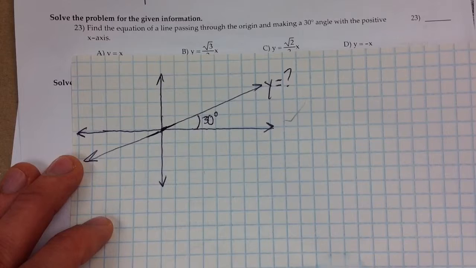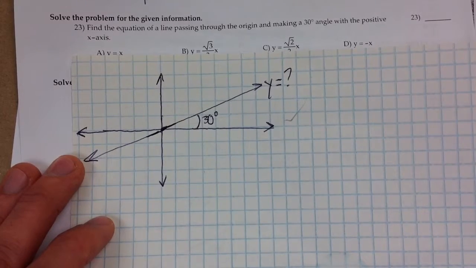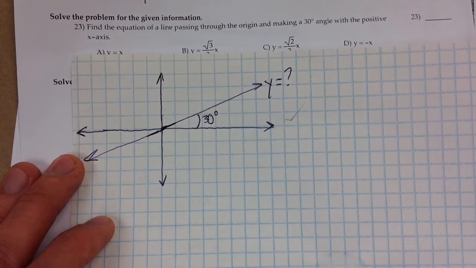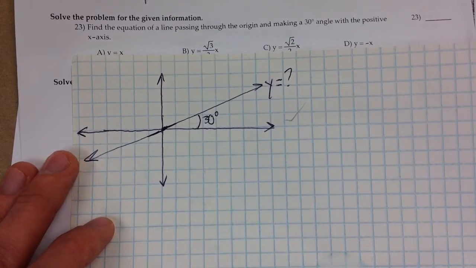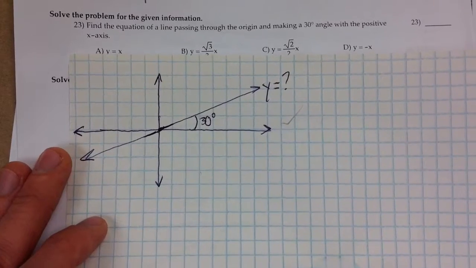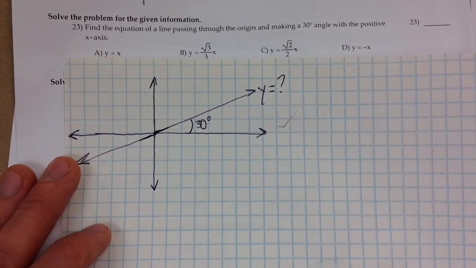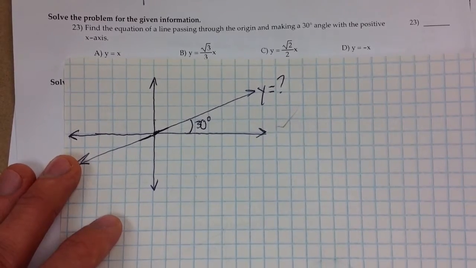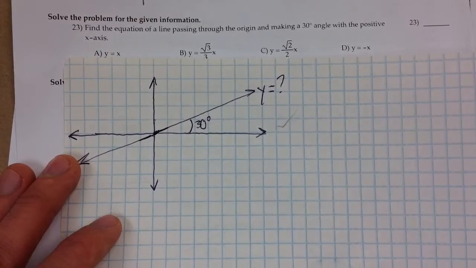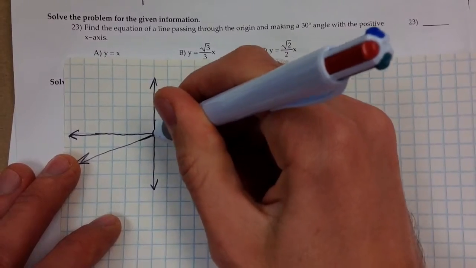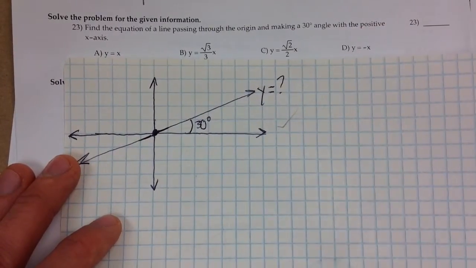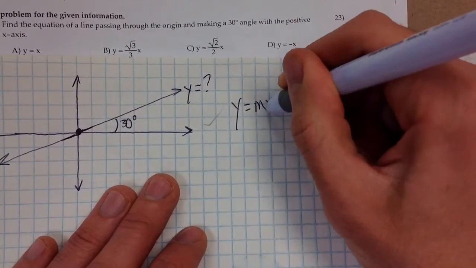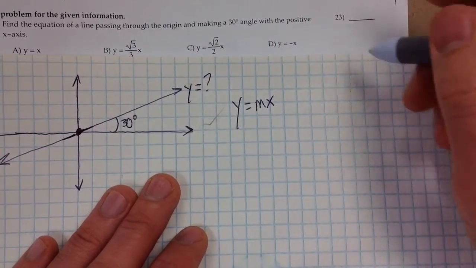All right, my random helper is Jake. Tell me what you know that can help us find this equation. You could find 2 points on the graph. I can find 2 points. What's the easiest one probably? The origin. What does that mean about our line's equation? Its y-intercept is 0. Very good. So I know it's going to be y equals mx, right?